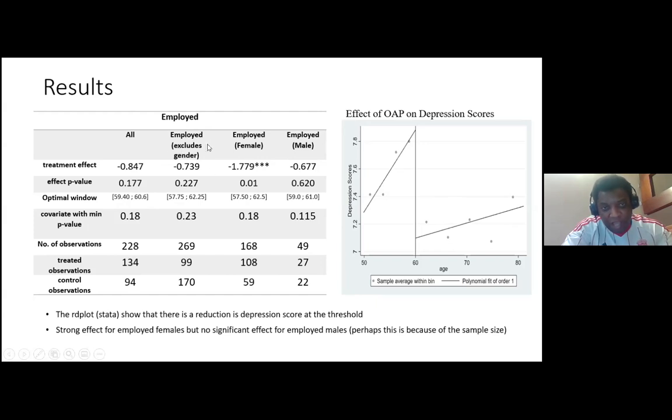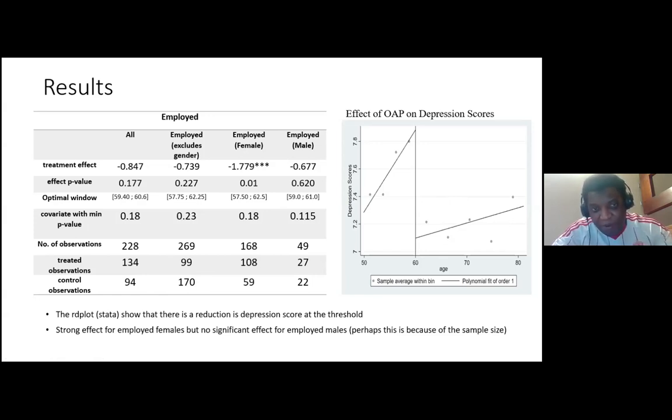So when we separate the group and use the employed sample alone, this is the estimate we have here. Again, the sample is very small. Number of treated observations is 99 and control is 170. And then we did the same analysis by gender. For female, we find a significant estimate, even though the sample is still small. And for male, the estimate is still negative, but it's not statistically significant.